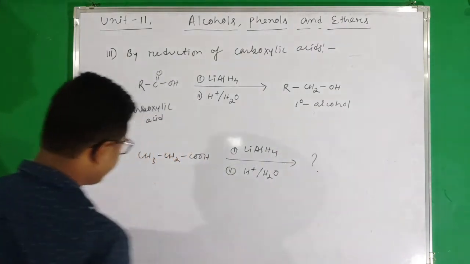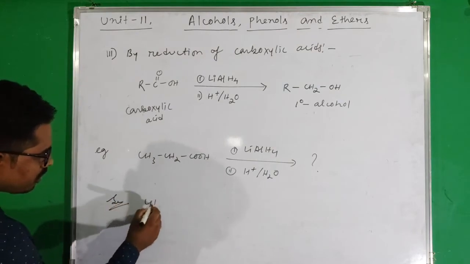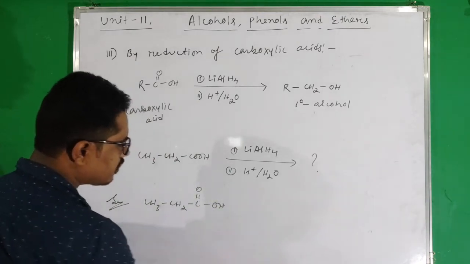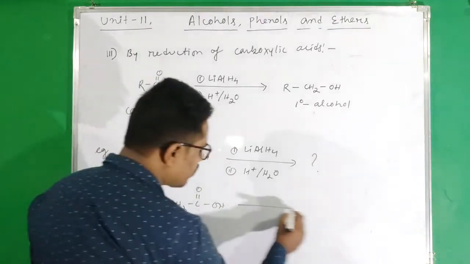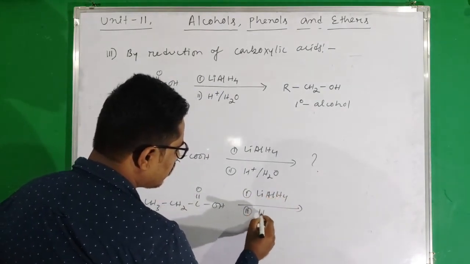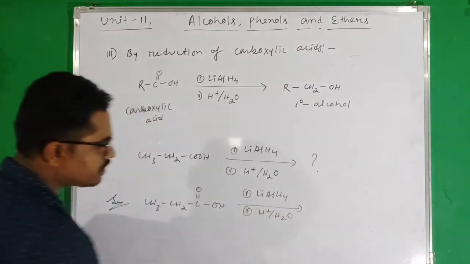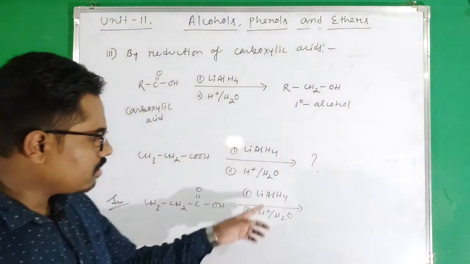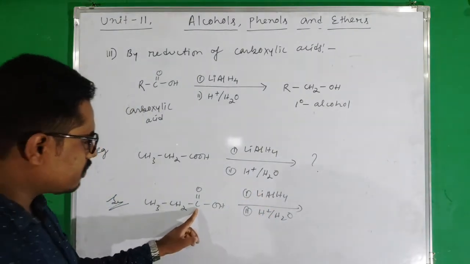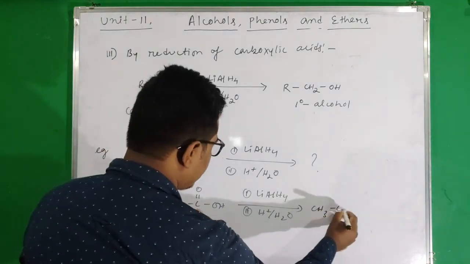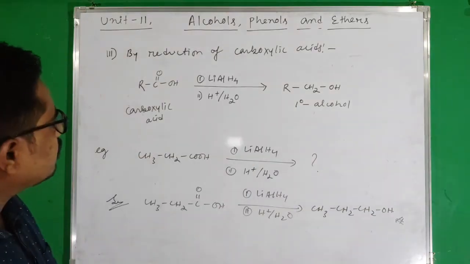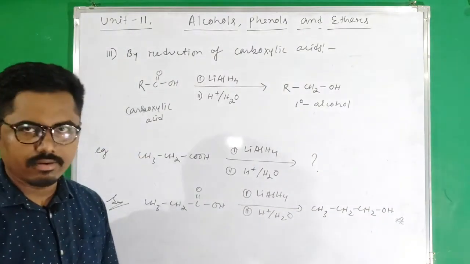Okay. So what is the product? Solution. We will break the carboxylic acid like this, and then we will write the given reagents. And now we have seen that lithium aluminum hydride is a very strong reducing agent, therefore it will reduce this carbonyl carbon, and we will get CH3CH2CH2OH. Okay, so we have converted carboxylic acid into primary alcohols.